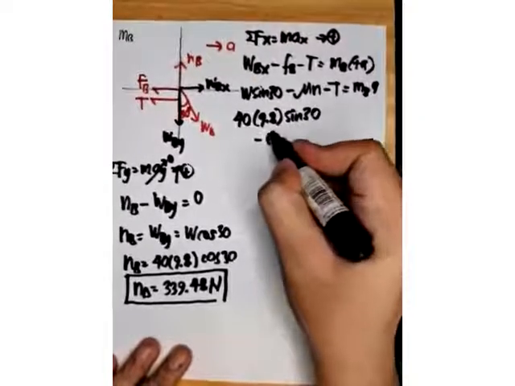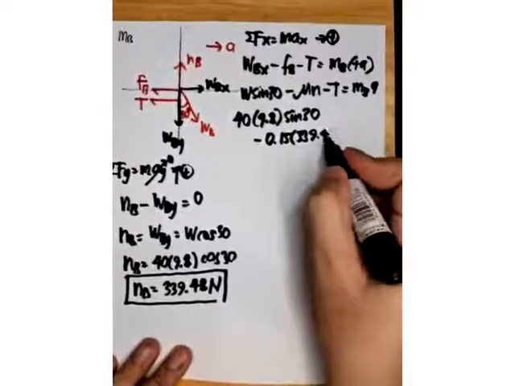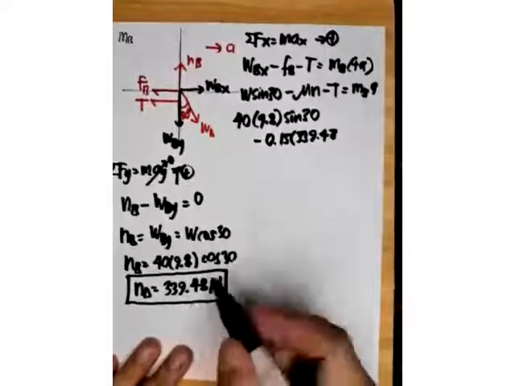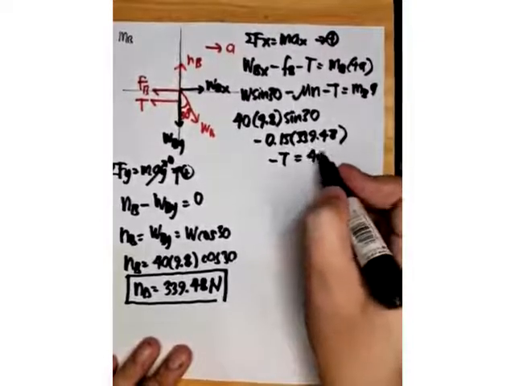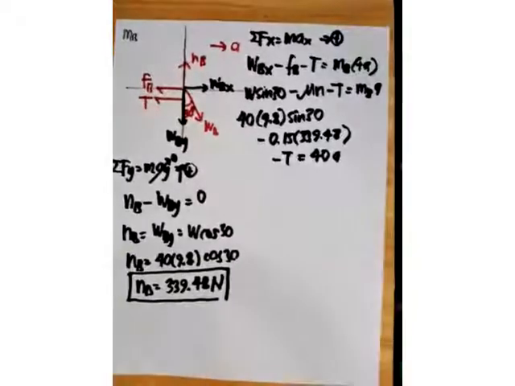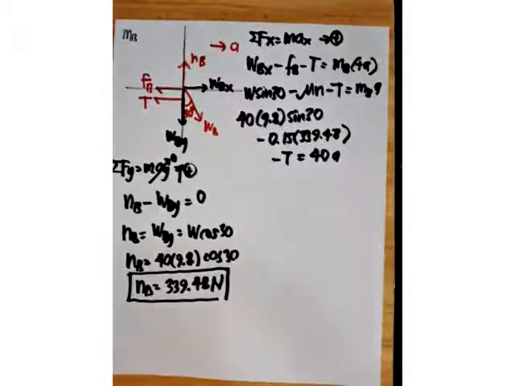minus 0.15 times 339.48. So that's a normal force on B. Minus T is equal to 48. Okay, so let's simplify this to 40 times 9.8 times sine 30 minus 0.15 times 339.48.